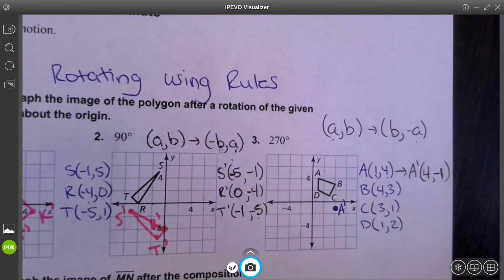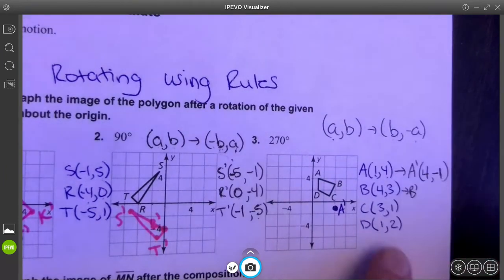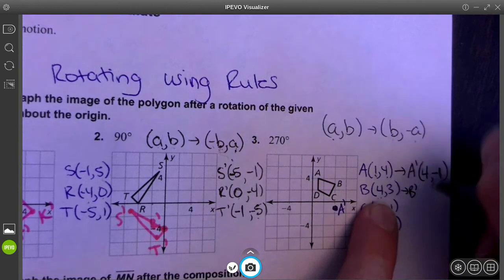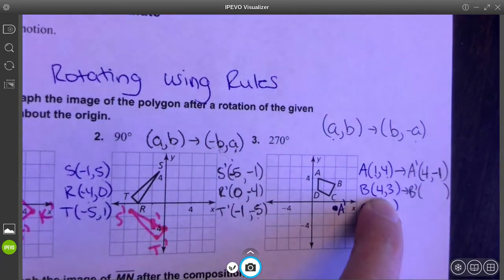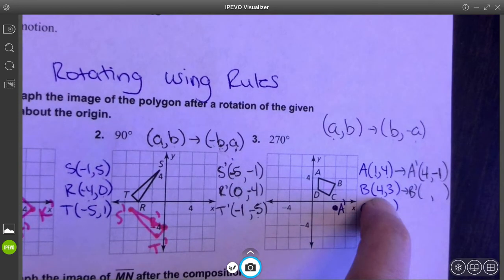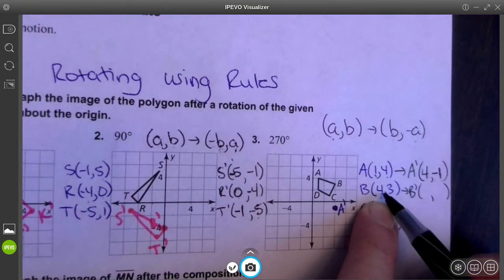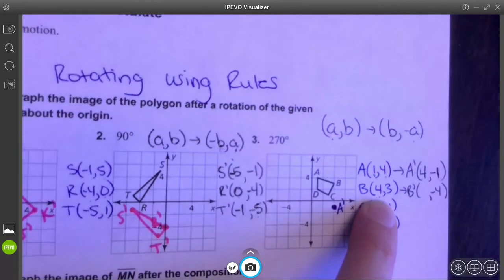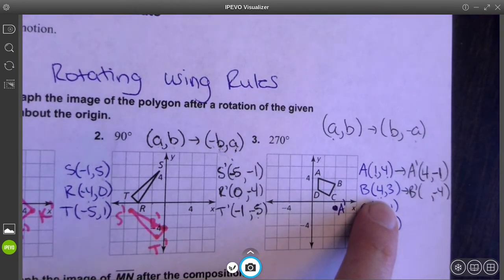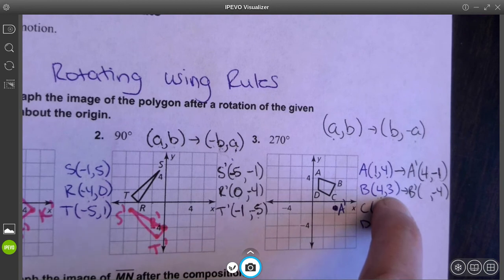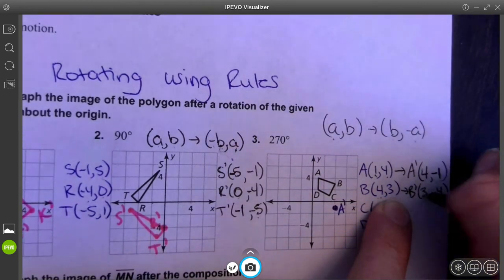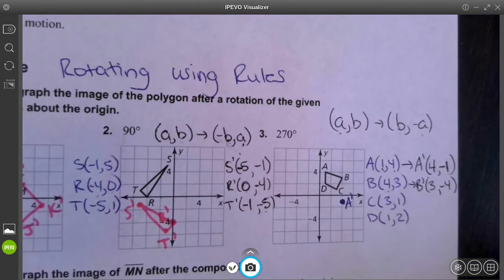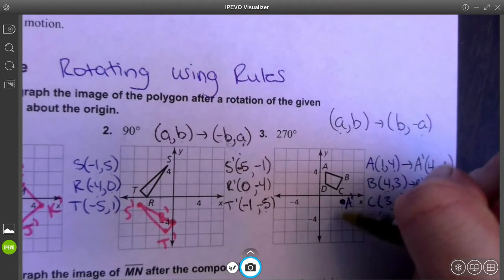All right, to get B prime, I'm going to do the same thing. The x coordinate of my pre-image is the y coordinate of my image, but the opposite. The opposite of +4 is -4. So -4 is the y coordinate of B prime. And the y coordinate of my pre-image will become the x coordinate of my image. B prime is located at +3, -4.